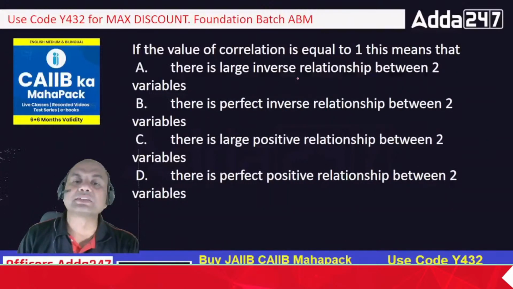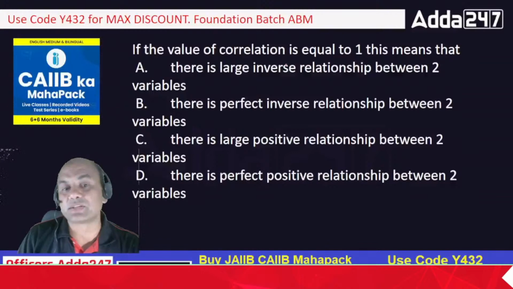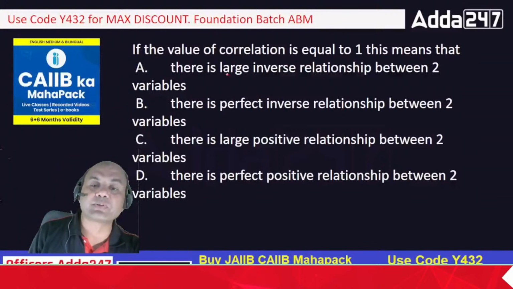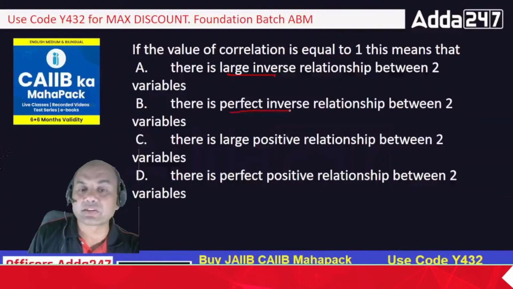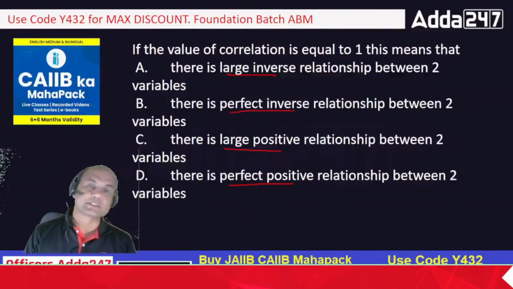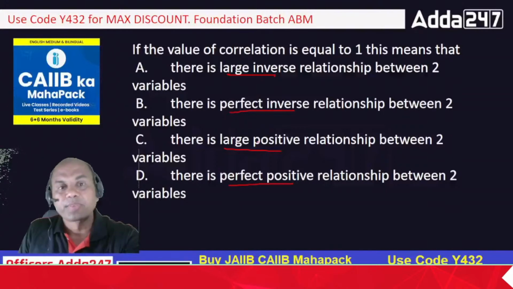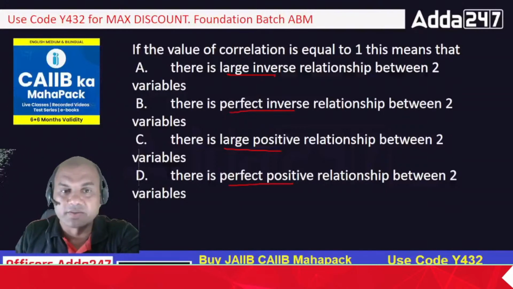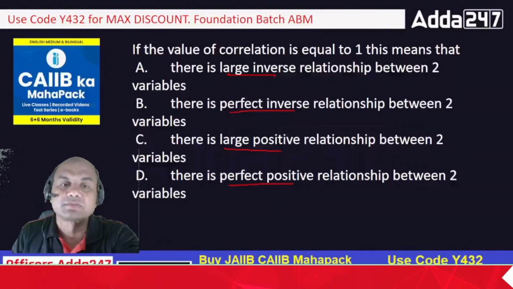If the value of correlation is equal to 1, then this means, now this is very simple. There is a large inverse relationship between the two variables, a perfect inverse relationship, a large positive and perfect positive between the two variables. So now this is the easier one. Just now I gave you the hint, right? So what can be the answer for this, everyone?